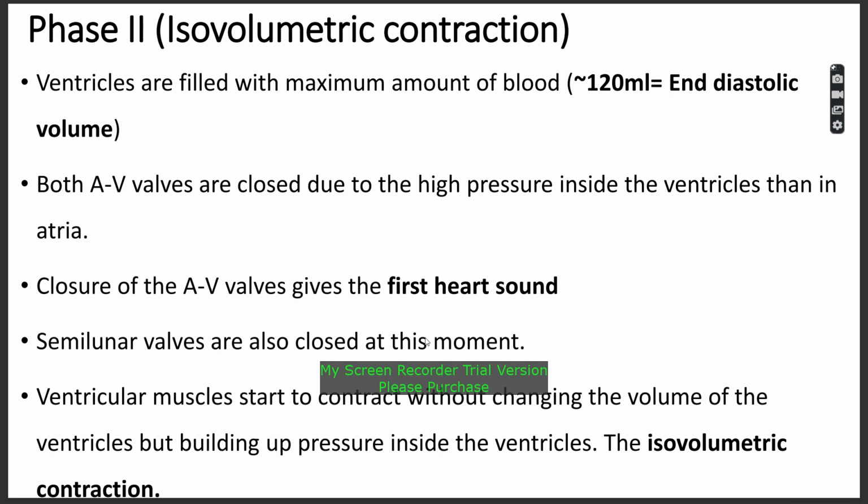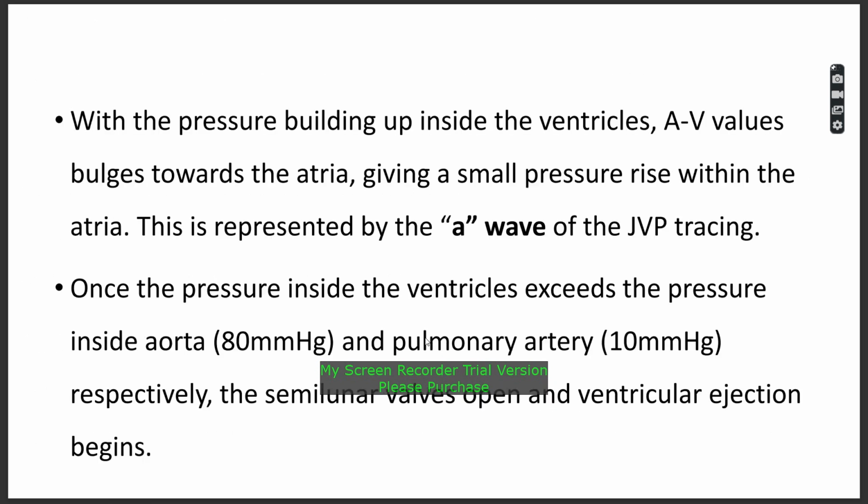Semilunar valves are first closed in this phase 2. Ventricular muscles start to contract without changing the volume of the ventricles but building up pressure inside the ventricles. So we talked that when contraction of the chamber occurs, the pressure inside the chamber goes up. To build up this pressure, ventricles keep contracting without changing the volume of it. So it is known as isovolumetric contraction.